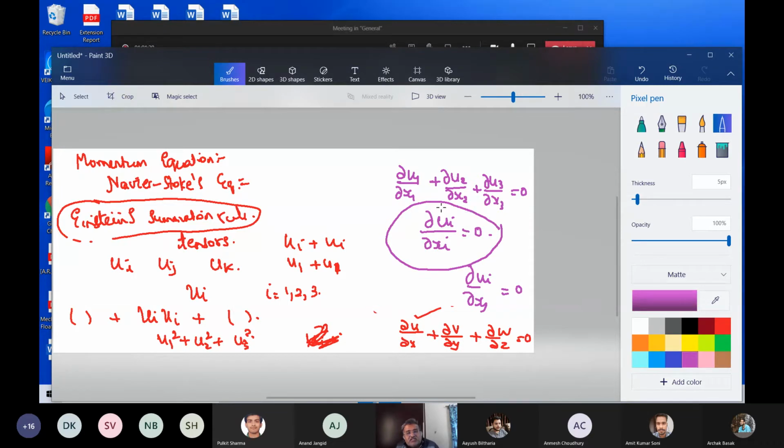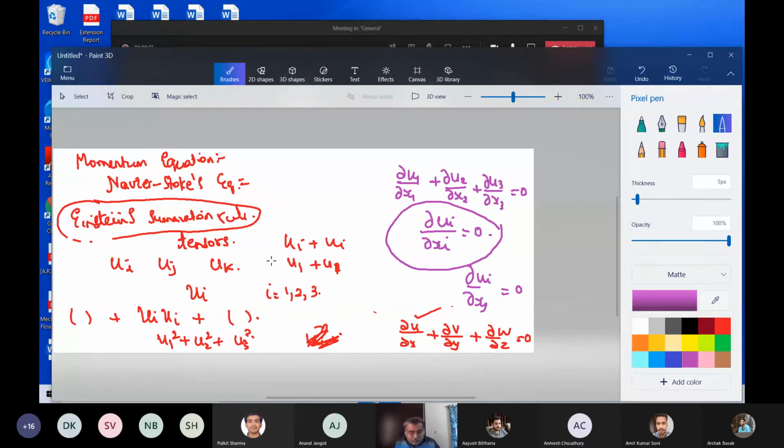This is how the continuity equation is written in slightly advanced textbooks. You might think that dou ui by dou xi equal to 0 would mean dou u1 by dou x1 is 0. It's not that. It is dou u1 by dou x1 plus dou u2 by dou x2 plus dou u3 by dou x3 equal to 0. So you have to be careful. This is the Einstein summation rule.